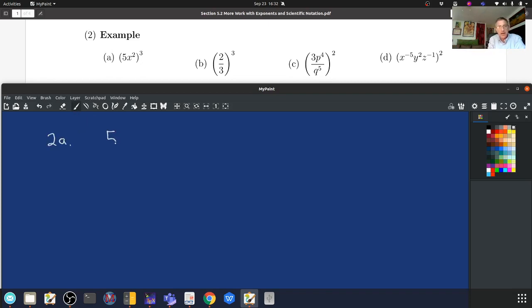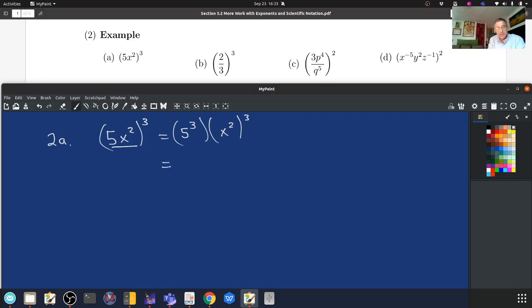So this is 5x squared, and all of that's cubed. I'm going to actually combine two different rules here. The first is going to be a power of the product rule, because notice my base is a product. So that means that's 5 cubed times x squared cubed. I'm assuming you've got your rules there in front of you. Take a look at the power of a product rule, a times b raised to the nth power.